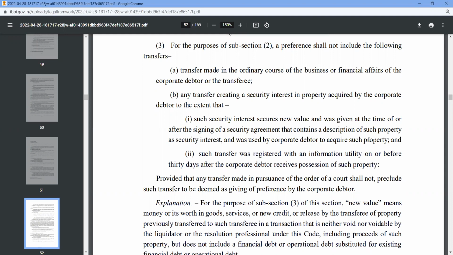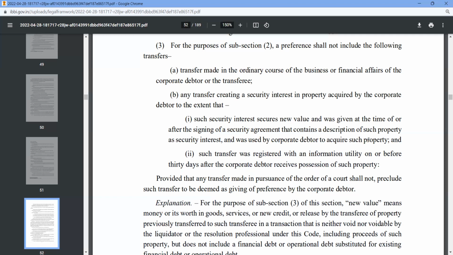provided that any transfer made in pursuance of the order of a court shall not preclude. Shall not preclude means shall include, because it will not preclude, it will not avoid, it will not take out. So even if there is a court order that you transfer this property, even if it is in pursuance of a court order, it can also be a preferential transaction.